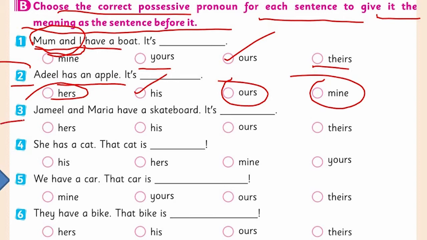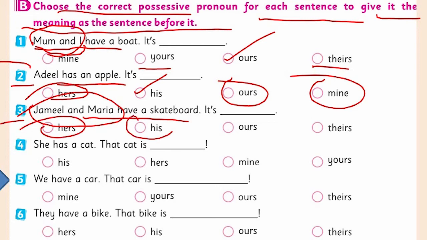Look at the third one. Jamil and Maria have a skateboard. Again, we have two nouns here, more than one. Plural form. What will we do? Hers? No, feminine noun. His? No. If it's his, it will only refer to Jamil only. But we have both, Jamil and Maria.